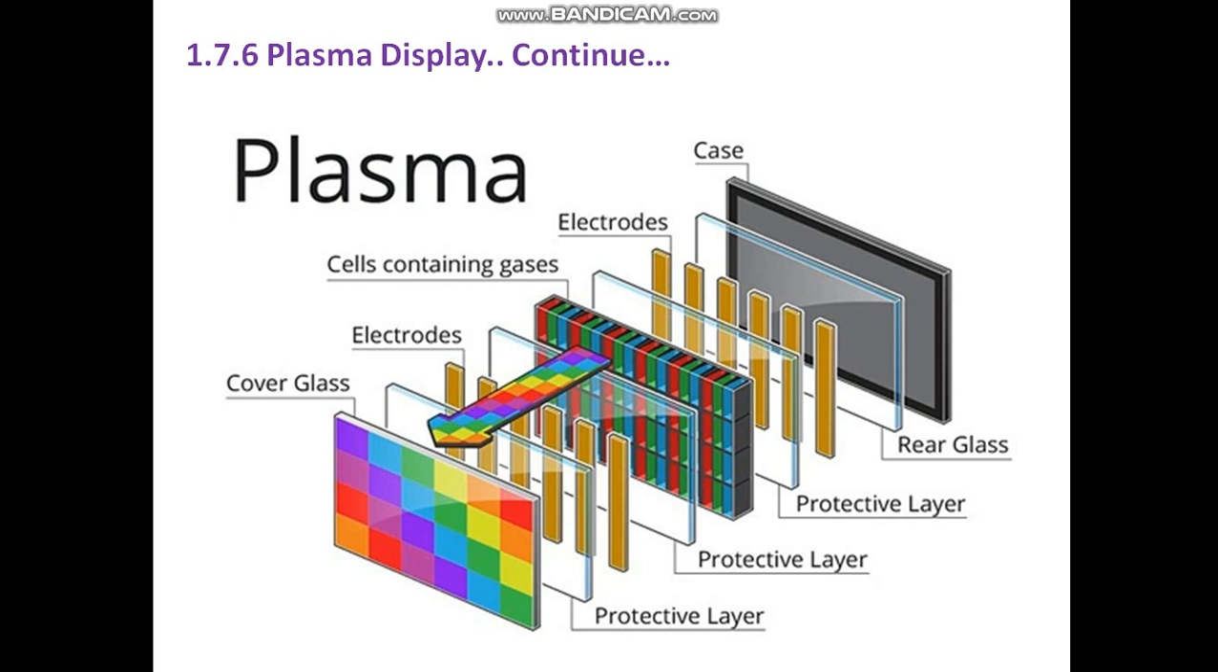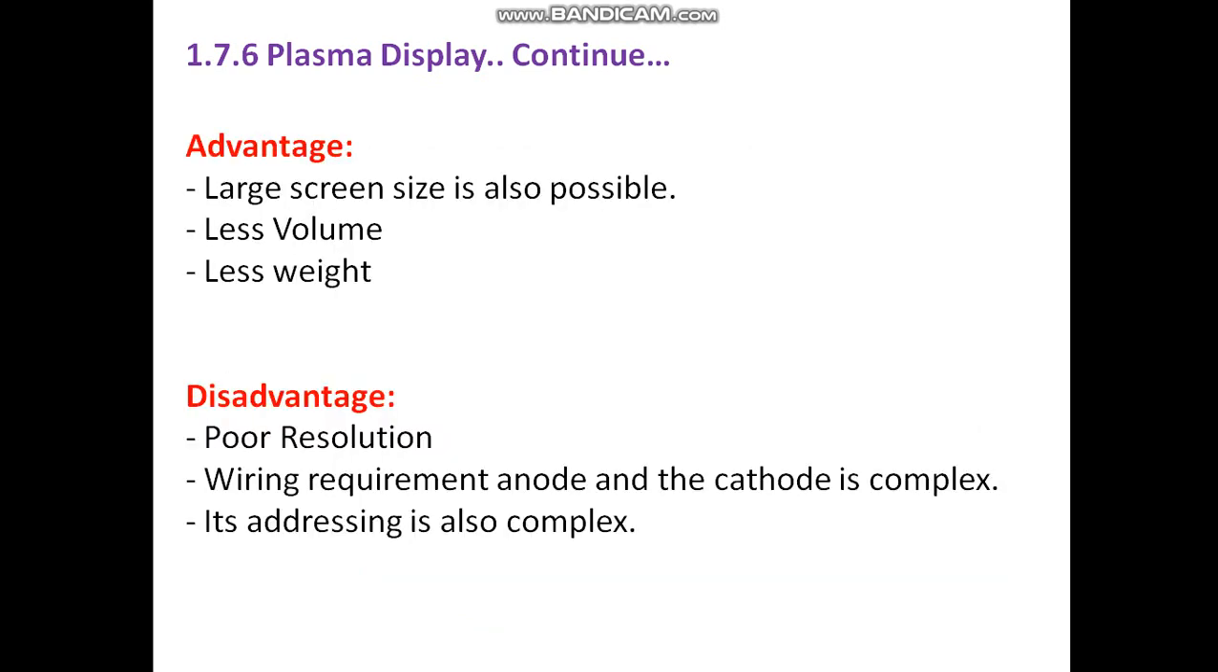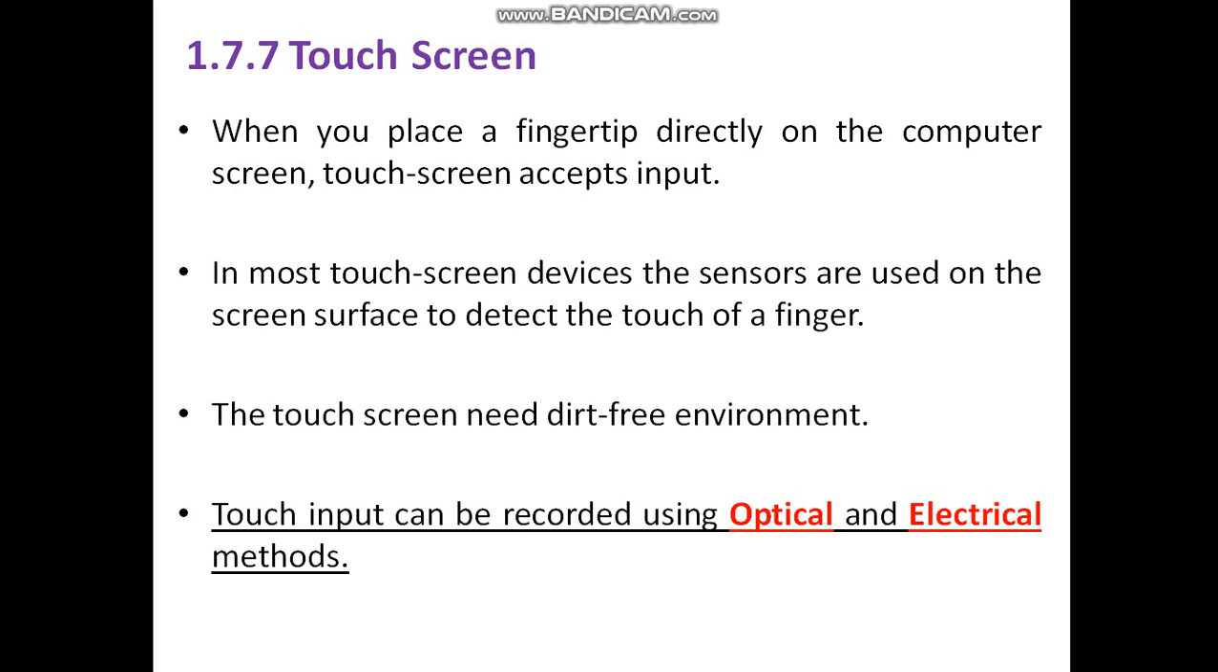There are two glass plates, and within the glass plates there are cells containing gases, and gold electrodes. There are vertical conducting ribbons and horizontal conducting ribbons in the glass plates, and if we apply voltage to the gas, the gas emits light, which displays the image on the plasma display. Here are the advantages and disadvantages. Then the second point is the touch screen.